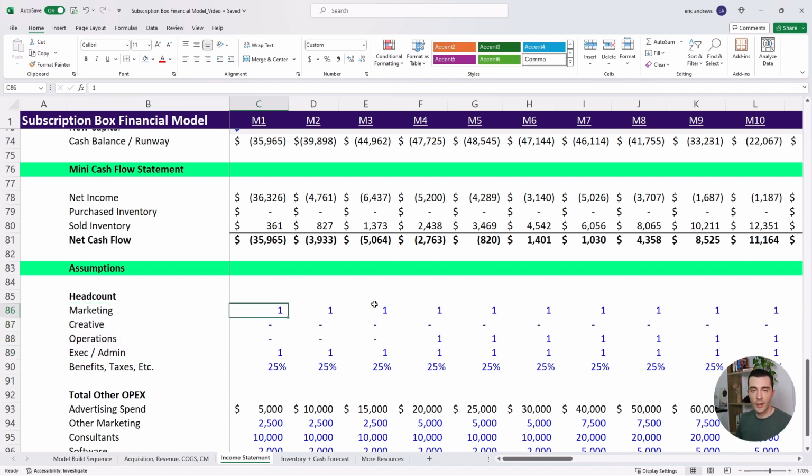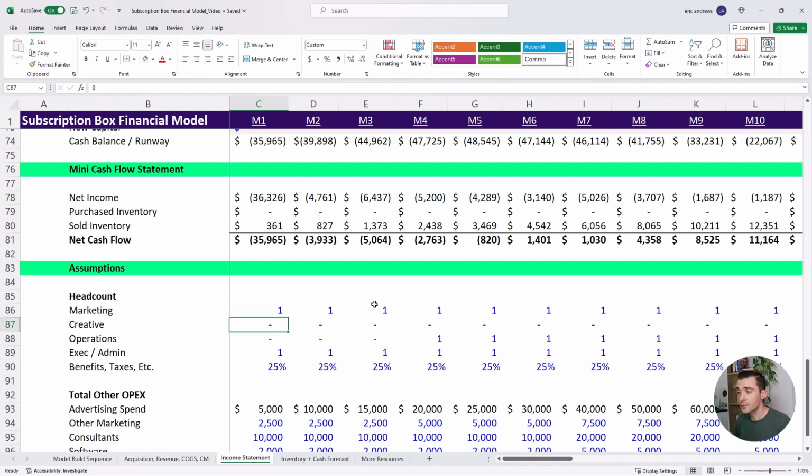And you just say how many people are in each department. So I said in month 1, we have 1 marketing person and 1 exec. And then the 25% benefits, taxes, etc. So if you look at a regular employee, their salary, let's say it's $10,000. Usually there's about 25% on top of the salary in additional costs. So the cost of the employee is actually about $12,500 when you include payroll taxes, healthcare, whatever it is, depending on the country you're in. So an employee usually costs about 25% more than whatever their compensation is if they're offered all the benefits.